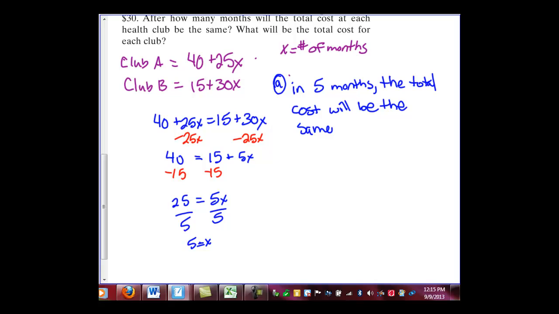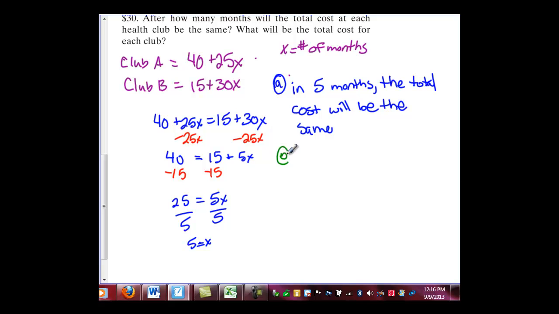All right, so that was the first part. The next part is, what's the total cost going to be for each club? How do we figure that out? Yeah, we're going to substitute that 5 in or plug that 5 in. In which equation? Club A or Club B equation? Both, either. It doesn't matter, right? They're the same. This is whenever they're equal. You can plug it into both to double check yourself.